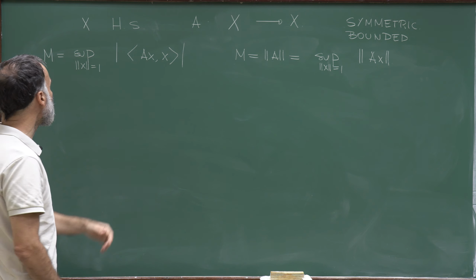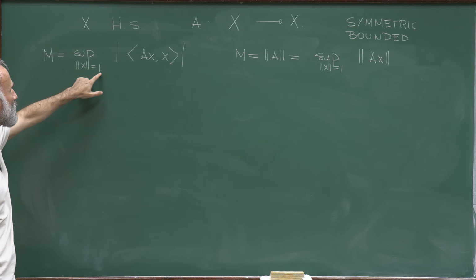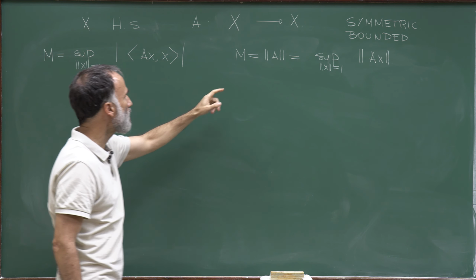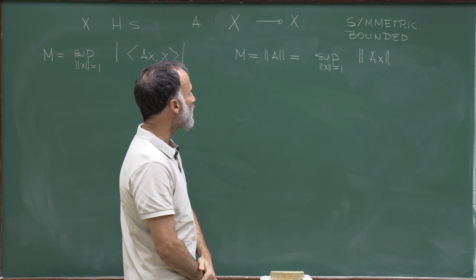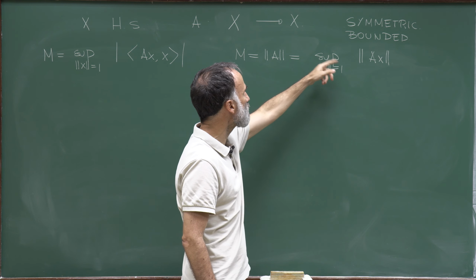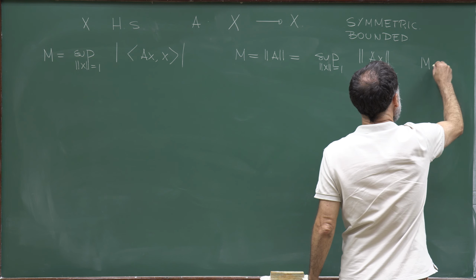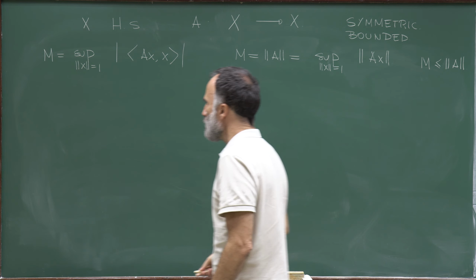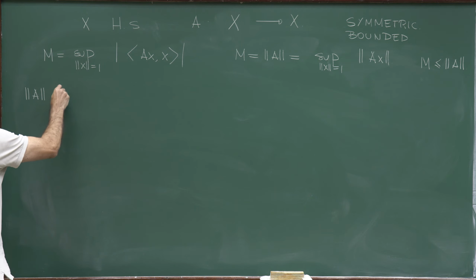Remember, A is a symmetric bounded operator defined on a Hilbert space X. We define M as the supremum over all x with norm equal to 1 of the absolute value of the scalar product of Ax with x. And what we want to prove is that M is actually equal to the norm of A, where, remember, the norm of A is given by this variational formula. We proved already that M is bounded by the norm of A. So what I want to show now is that the norm of A is bounded by M.